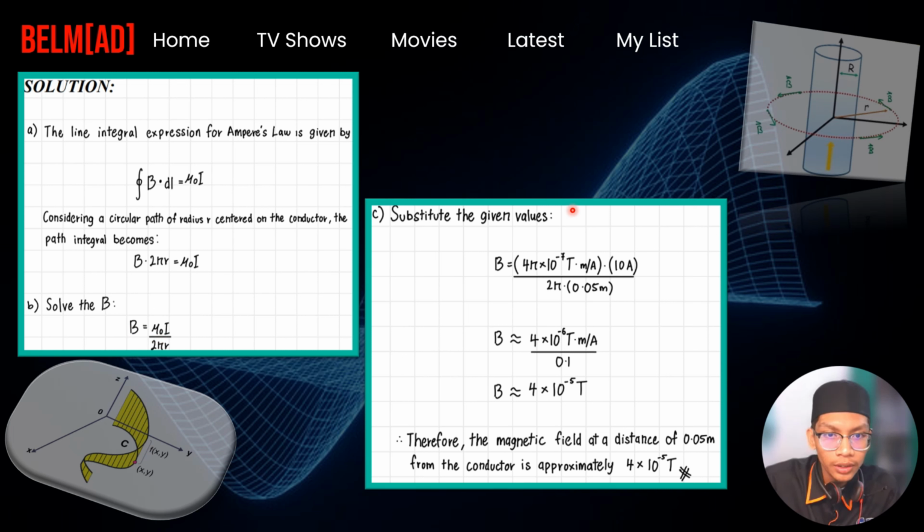C, then we substitute the given values, and we get the answer, which is 4 times 10 to the power of negative 5 Tesla. So the magnetic field at a distance of 0.05 meter from the conductor is approximately 4 times 10 to the power of negative 5 Tesla.